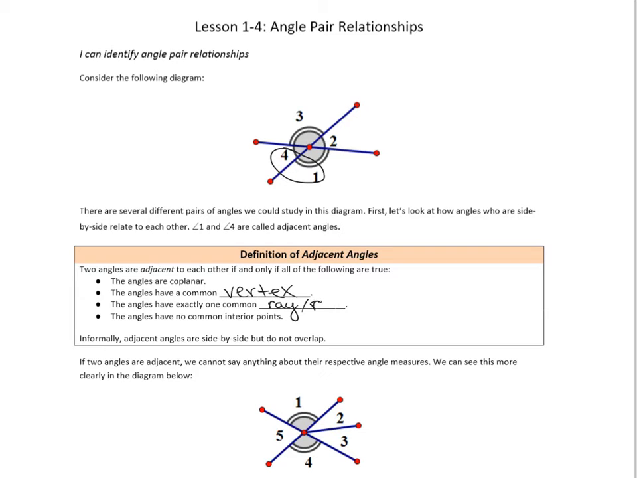There are no common interior points, though. So, for example, if I had this angle and then I drew an angle inside of it, this angle and this angle are not adjacent to each other because they share too much, basically. They have common interior points. So those are not adjacent angles.